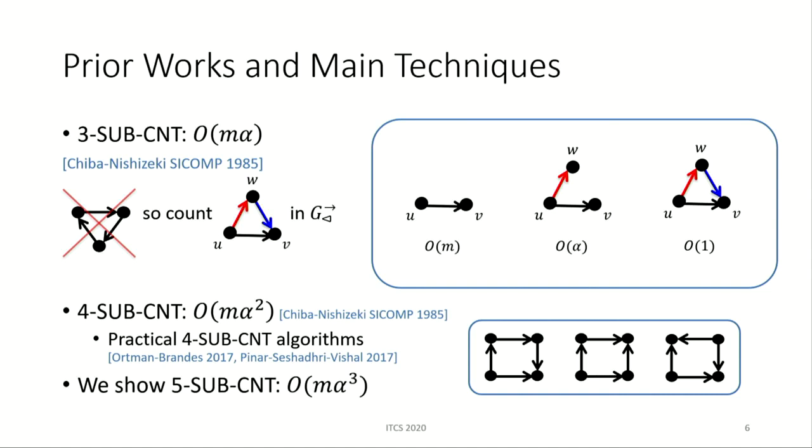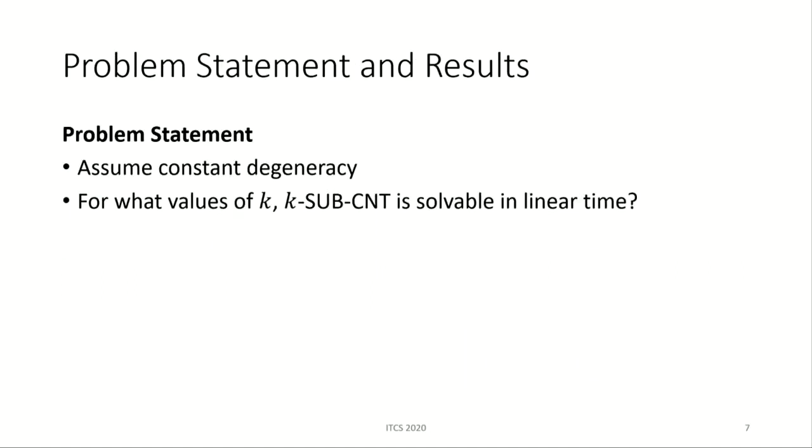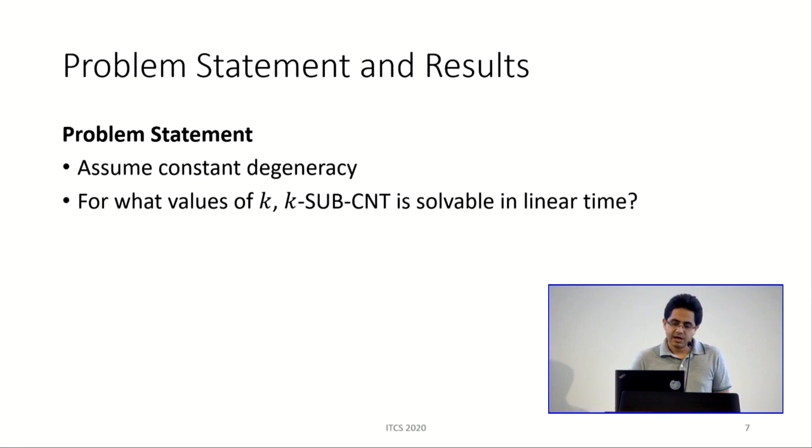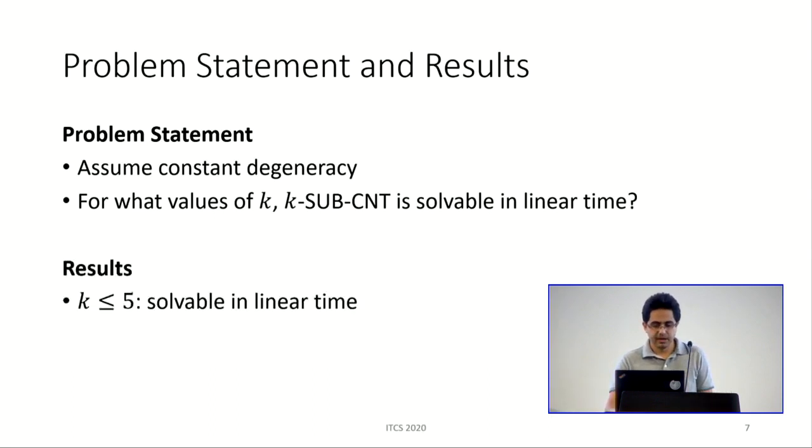So looking at this trend, m alpha squared, m alpha cubed, one would expect that this goes on for size 6 and larger, but we realize that there is actually a stop at size 5, and there's no linear time algorithm for size 6. So we put our problem statement as the following. Assume bounded degeneracy. We ask for what values of k is k-vertex subgraph counting solvable in linear time. And our results have 2 parts.